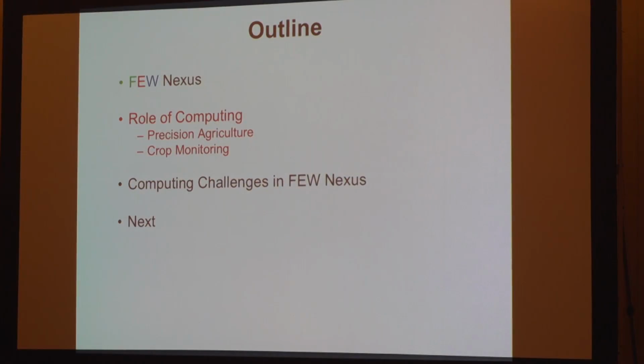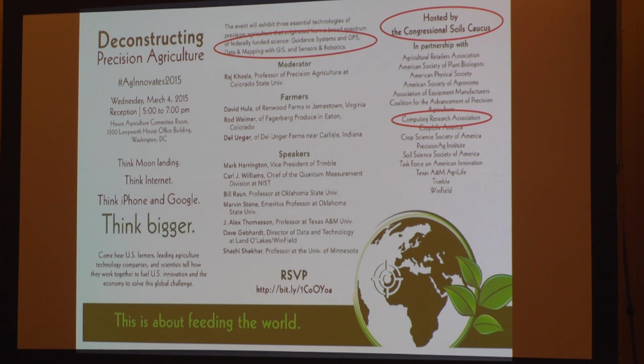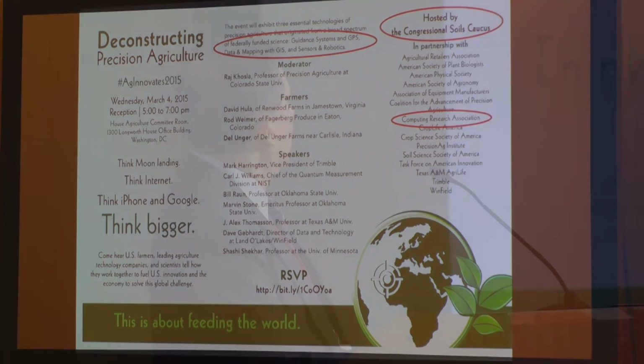Let's see what the role of computing is. Is this completely just an application? Is computing a first-order solution or not? There are many success stories. In fact, we heard one already in the form of precision agriculture. This has been out there for almost two decades now. As you can see, this was a reception just a year ago, and they were highlighting technologies like global positioning system, GIS, and sensing. CRA was part of this reception.